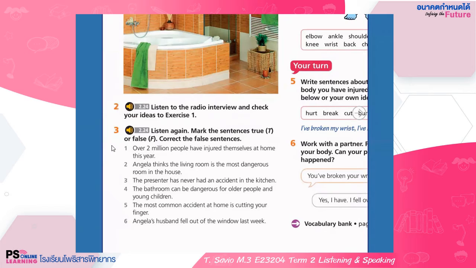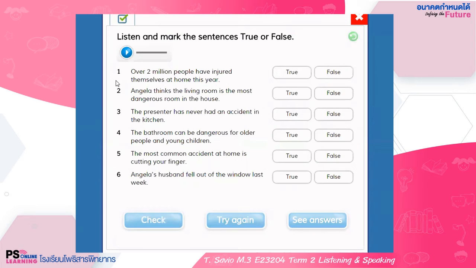Exercise 3. Listen again. Mark the sentences true with T or false, F. Correct the false sentences. Number 1. Over 2 million people have injured themselves at home this year. True. Number 2. Angela thinks the living room is the most dangerous room in the house. False. Angela thinks the kitchen is the most dangerous room in the house.